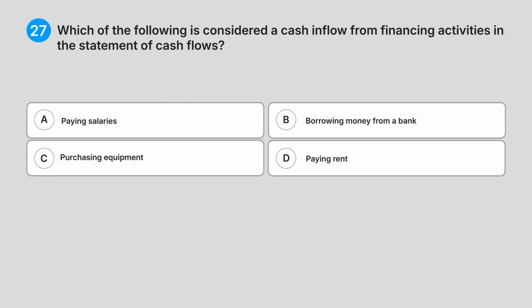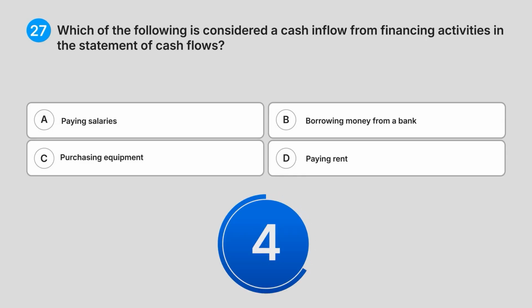27. Which of the following is considered a cash inflow from financing activities in the statement of cash flows? A. Paying salaries. B. Borrowing money from a bank. C. Purchasing equipment. D. Paying rent. Can you guess the answer?